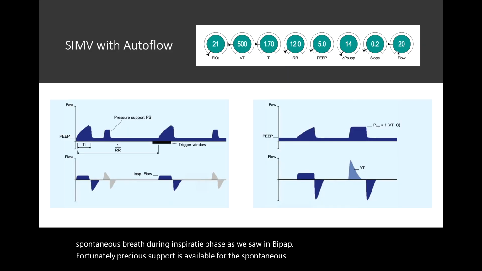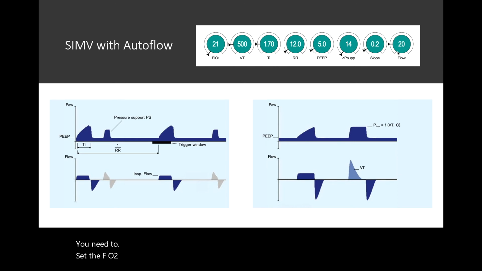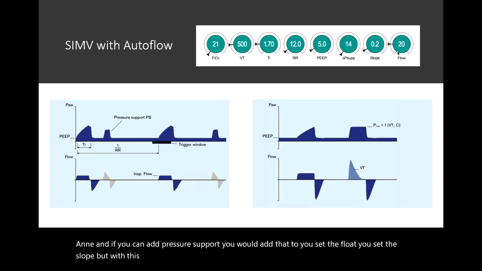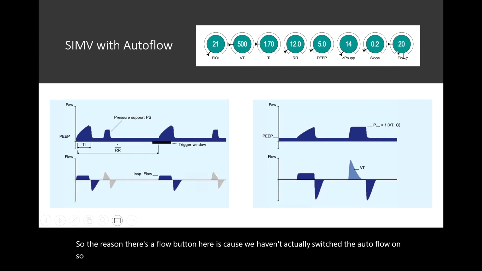So this is what this looks like. With SIMV with Autoflow, you need to set the FiO2, the tidal volume, the respiratory rate, the PEEP, and if you're going to add pressure support, you would add that too. You set the flow, you set the slope. The reason there's a flow button here is because we haven't actually switched the Autoflow on. So at the moment, this is just pure SIMV. When you switch Autoflow on, this button will disappear.